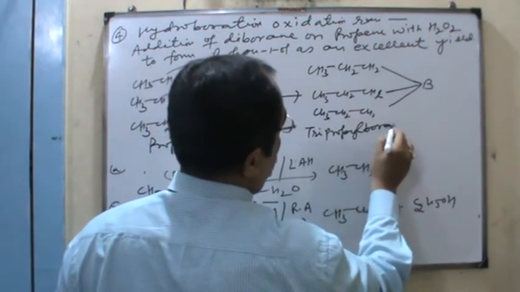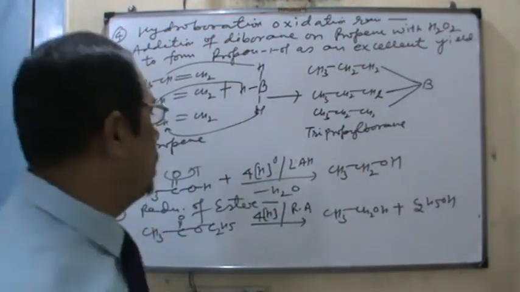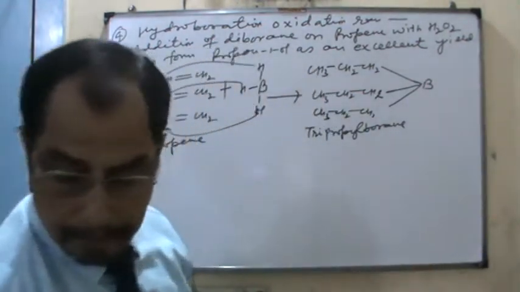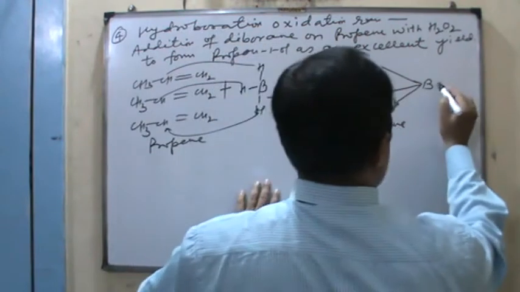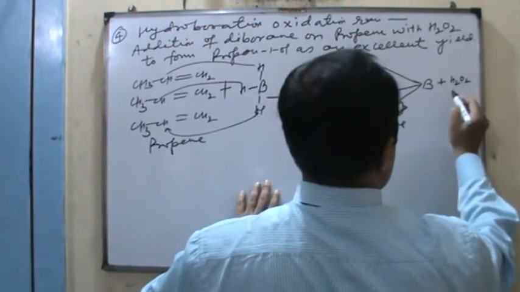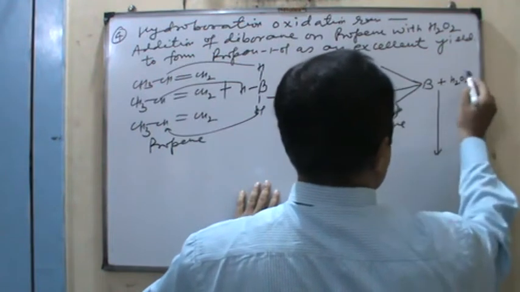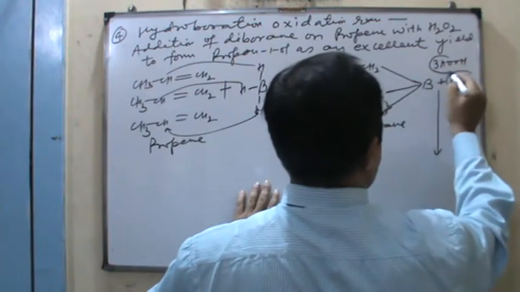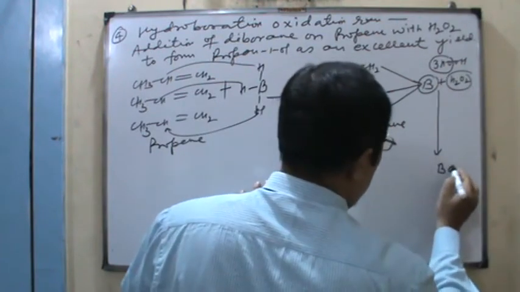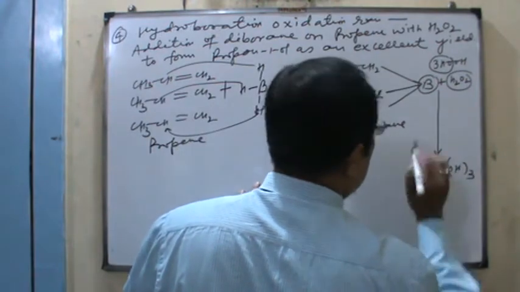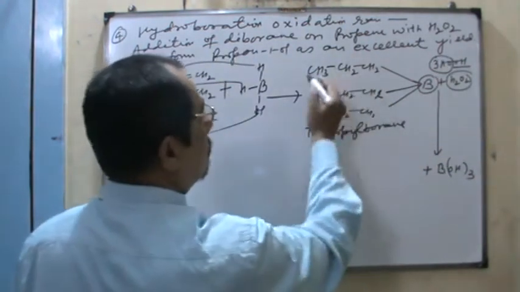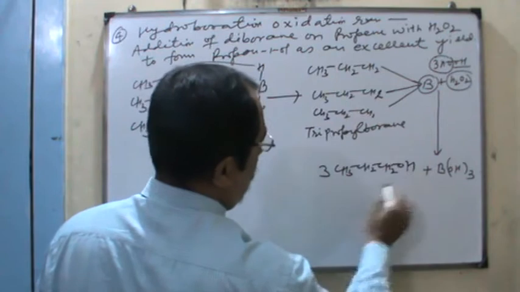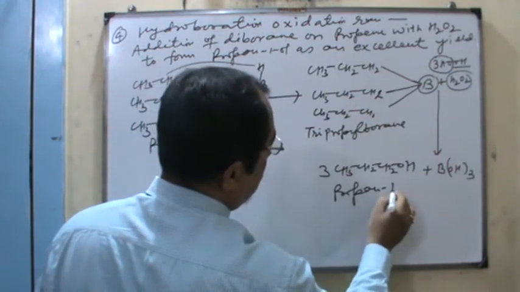Further it is made to react with hydrogen peroxide, H2O2, which can be added like HOOH, three times. What is lost here is B(OH)3 and OH, three times. Added here 3 molecules, CH3CH2CH2OH, as an excellent yield, propan-1-ol.